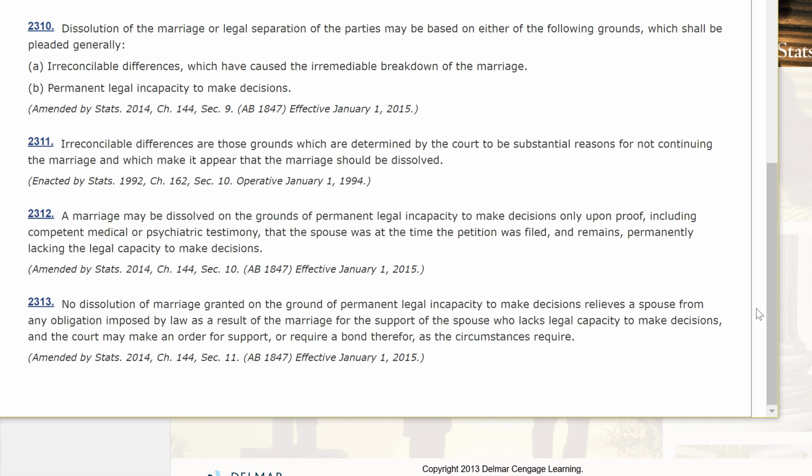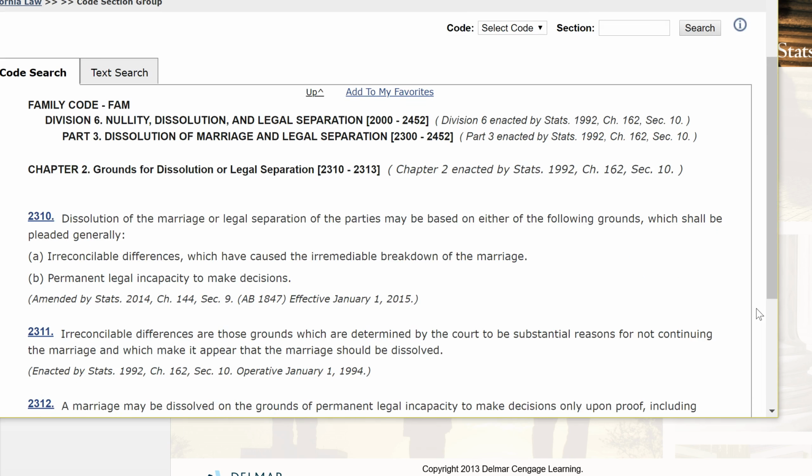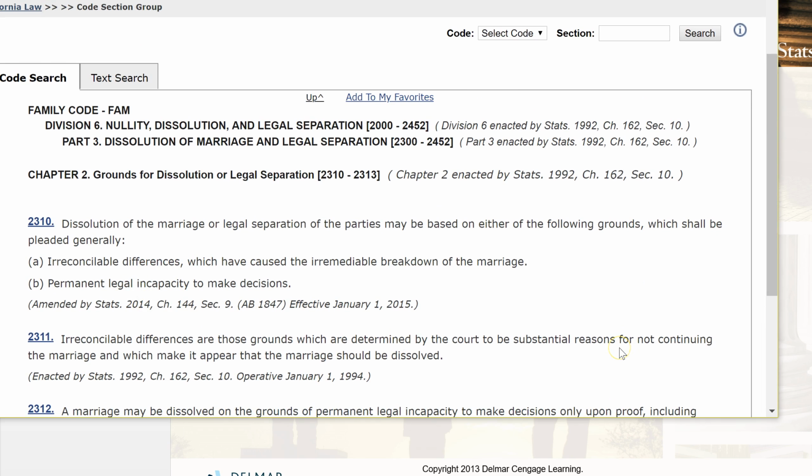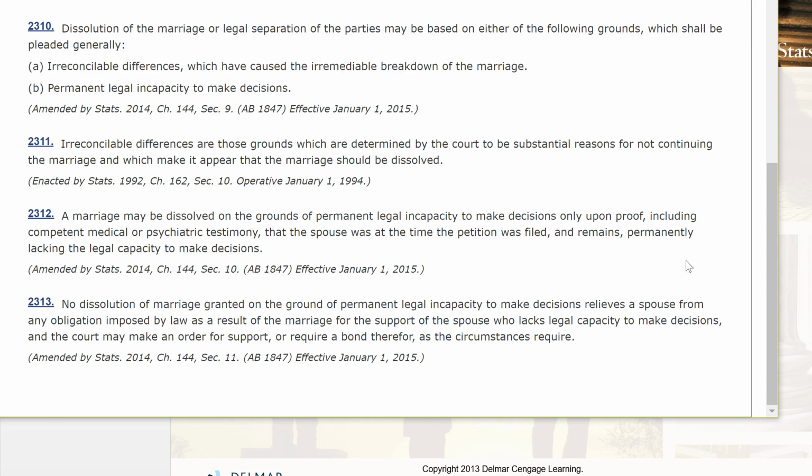Finally, note dissolution of marriage granted on the ground of permanent legal incapacity to make decisions relieves the spouse from any obligation imposed by law as a result of the marriage for the support of the spouse who lacks legal capacity to make decisions, and the court may make an order for support or require a bond thereof as the circumstances require. So if a divorce is ultimately obtained by subsection B, which is a permanent legal incapacity to make decisions, that doesn't free the spouse who does not suffer the legal incapacity from having to potentially pay any support to the spouse who does lack that legal capacity.